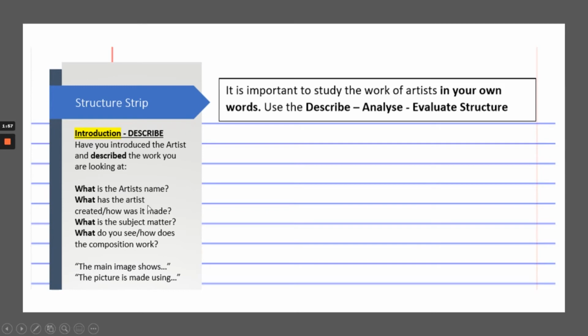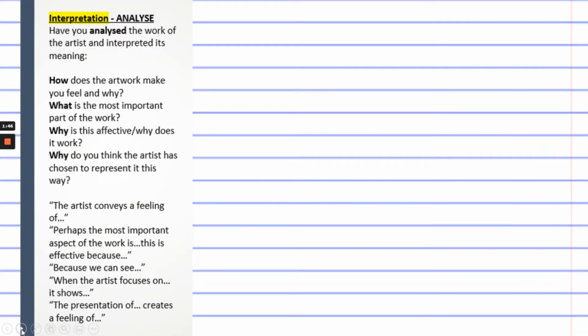So what's the artist's name? What has the artist created? How was it made? What is the subject matter? So what are they looking at? What are they studying? And how does the composition work? And there are some starter sentences to help you get going if you're stuck.